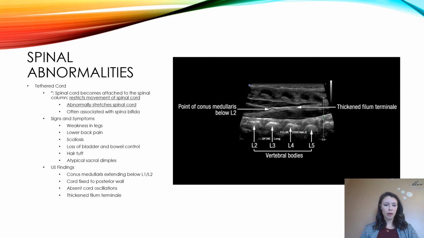The ultrasound findings, you're going to see the conus medullaris extending below the first and second lumbar vertebrae. The cord is fixed to the posterior wall. There's absent cord oscillations, and there's going to be a thickened filum terminale. So you can see here that it's extending way past the L1 and L2, and how inflamed and thickened the filum terminale is.